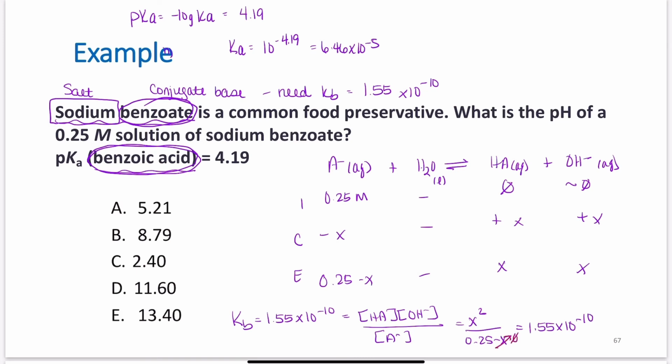Kb value is very small, so I can ignore this minus x here. So 1.55 times 10 to the negative 10 times 0.25 to undo that, and then take the square root to find the value of x. I find the value of x to be equal to 6.22 times 10 to the minus 6, and this is equal to my hydroxide concentration. Find the pOH of this.